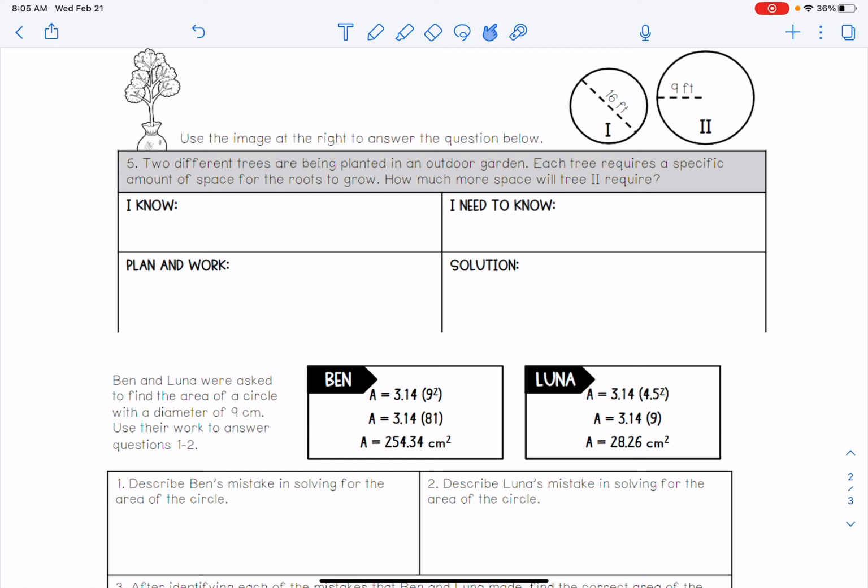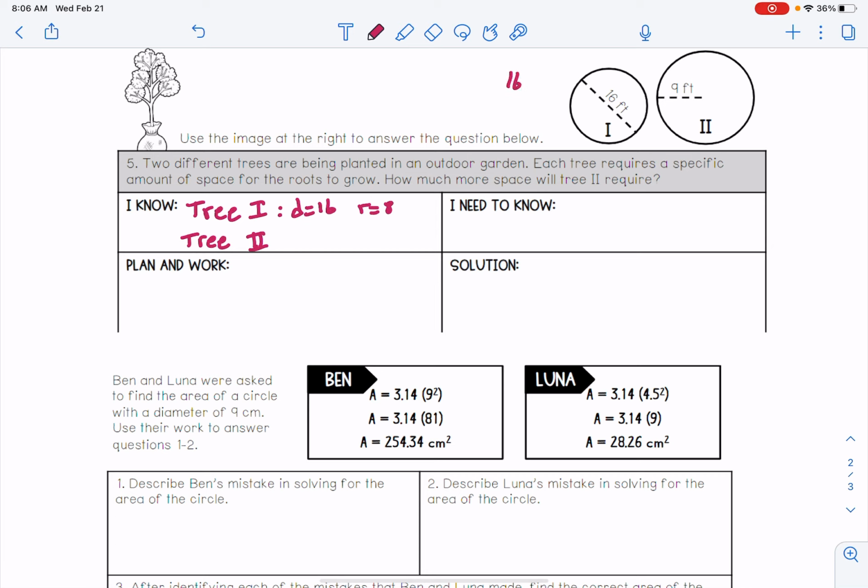Whenever you're tackling a word problem, you have to translate what the words are telling you. So what do we know? Well, they also gave us some pictures, so we know dimensions for tree 1 and tree 2. We know that the diameter of tree 1 is 16. So the radius has to be half that. So 16 divided by 2 is 8.